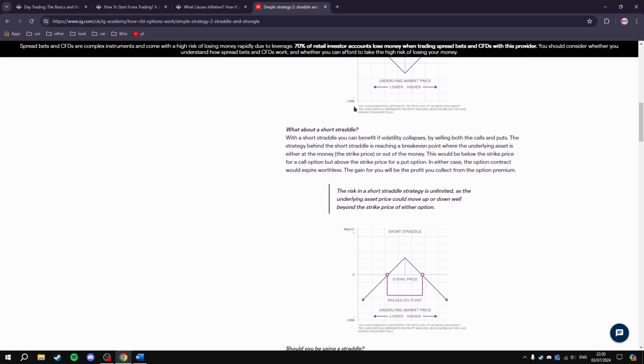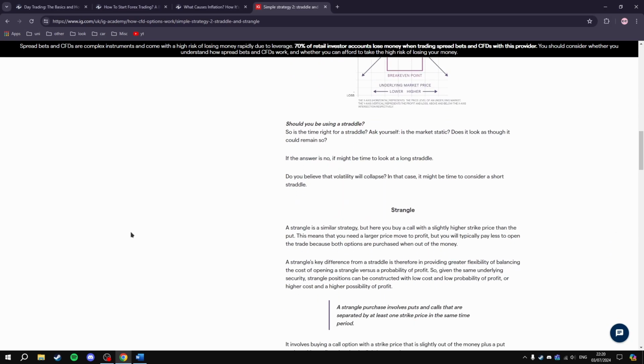And then shorting a straddle. With a short straddle you can benefit if the volatility collapses, by selling both the call and the put options. The strategy behind a short straddle is reaching the break-even point where the underlying asset is either at the money, the strike price, or out of the money. This will be below the strike price for a call option, but above the strike price for a put option. In either case, the option contract would expire worthless, and the gain for you will be the profit you collect from the option premium. The risk in a short straddle strategy is unlimited, as the underlying asset price could move either up or down, well beyond the strike price of either option.